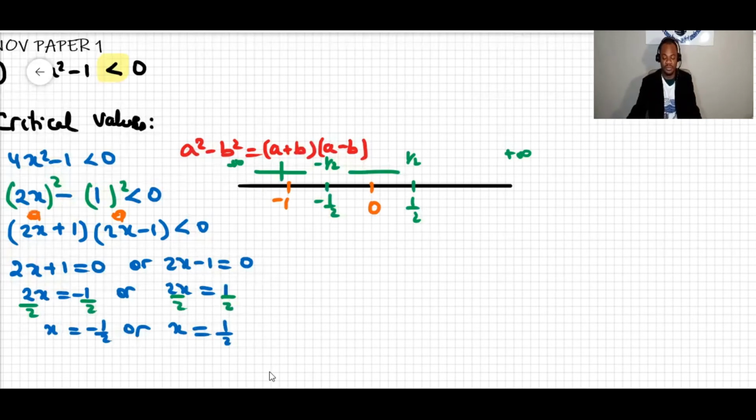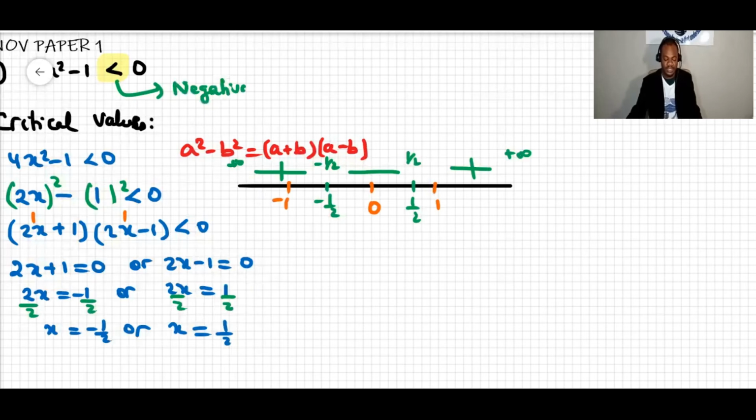Now I'm moving on to the other interval. I'm going to pick any number, like 1, for instance. If I substitute 1 for x in both brackets, I will again have 3 times 1, which is positive. So on this side, the solution will always be positive. But we want a negative answer.